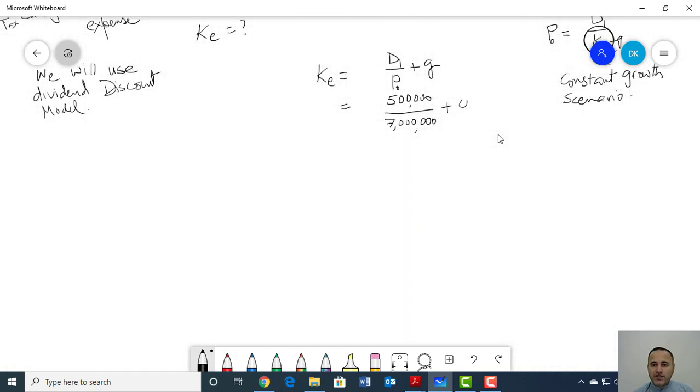11% is 0.11. If I simplify, my total is 18.14%. As you can see, KI is 8.4% and KE is equal to 18.14%. If you remember from one of my lectures, I emphasized that KE in most situations is greater than KI, and there were some reasons for it.